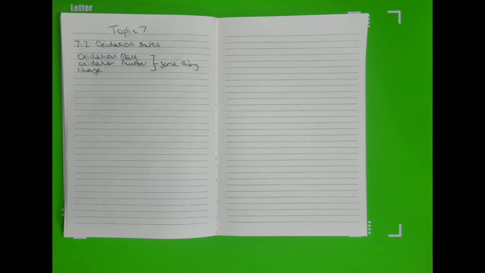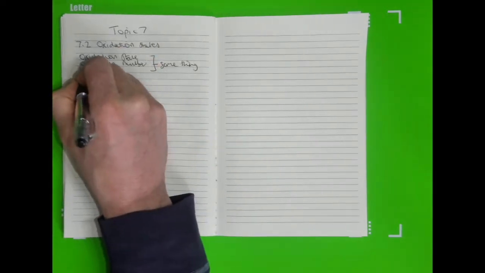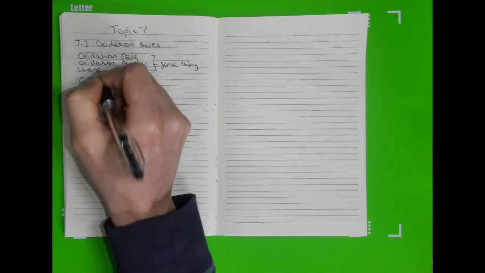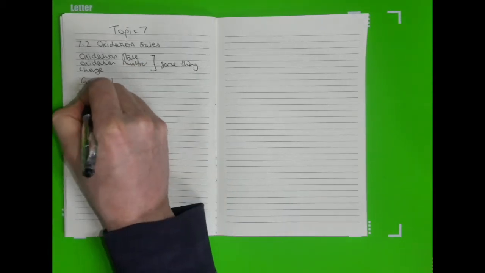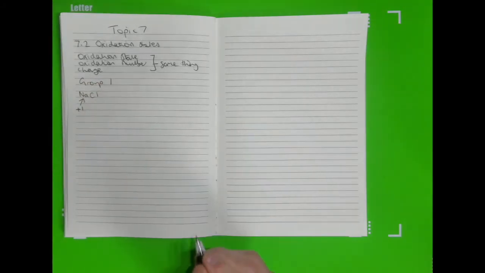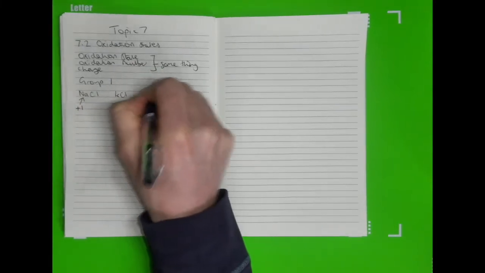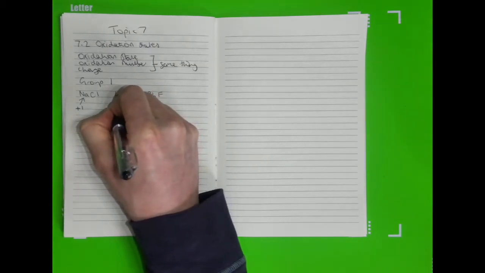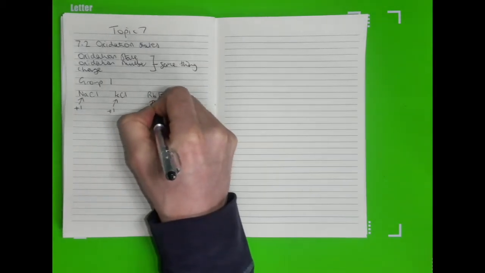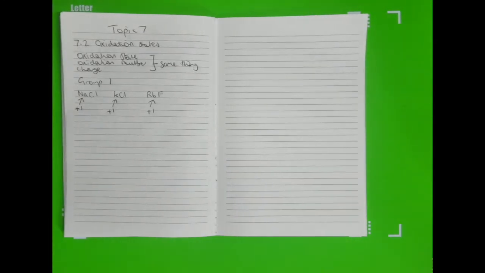So we need to know some rules to assign oxidation numbers. We'll start off with some very straightforward ones. Let's look at group 1. If you've got a compound with a group 1 element, for example NaCl, the sodium would always be +1. No matter what compound I pick, that group 1 element's oxidation state is always +1. We know that because we need to remove one electron to get a full shell.